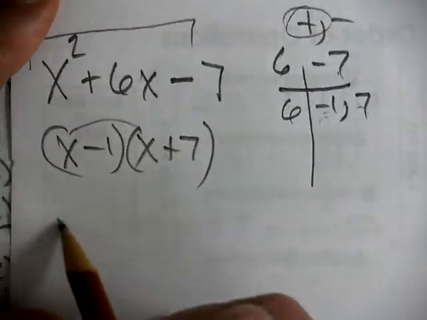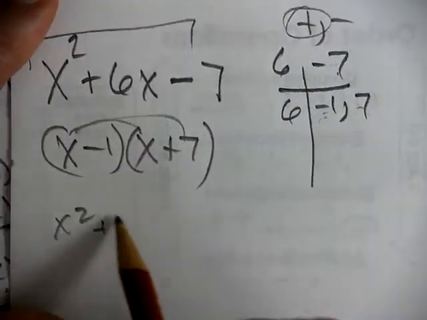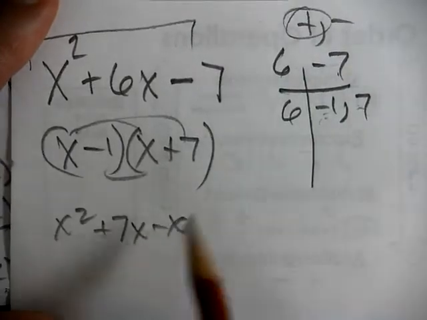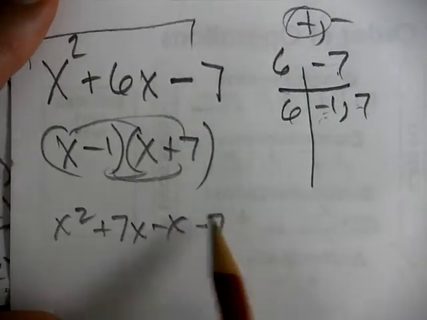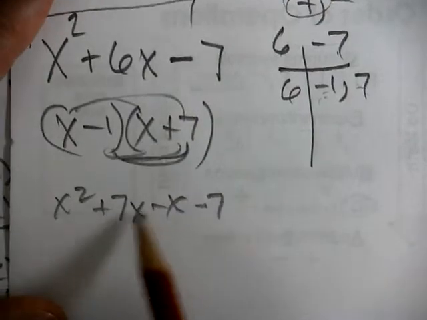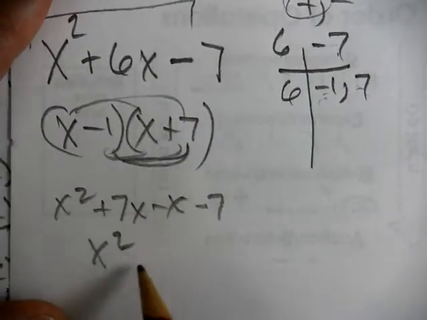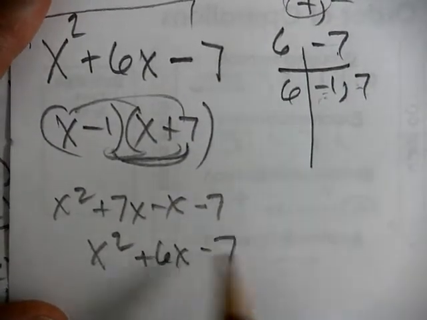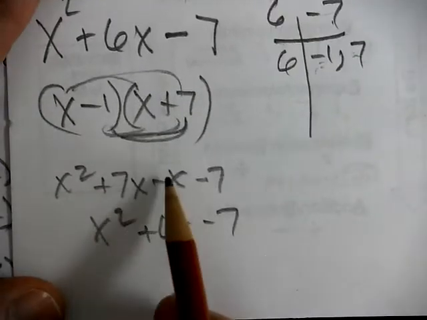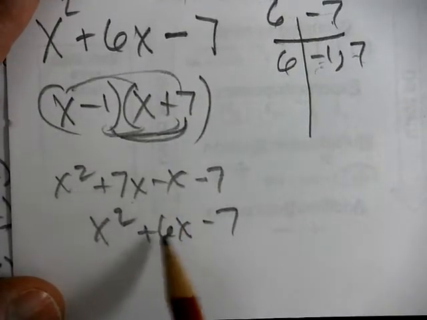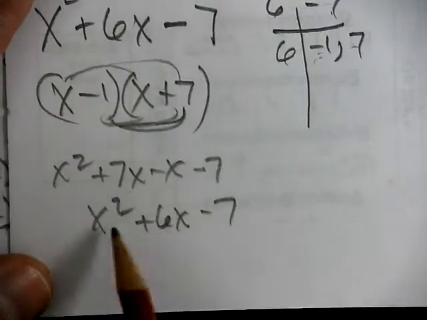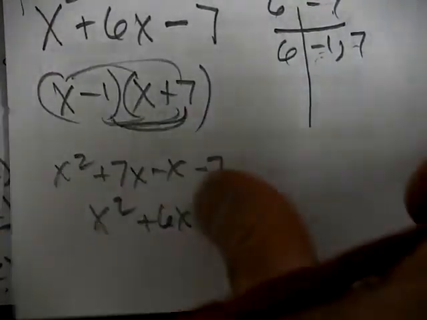If I was to FOIL this out, I could test my answer to see if I have the correct answer. 7x minus 1x gives me 6x. So I factored it.